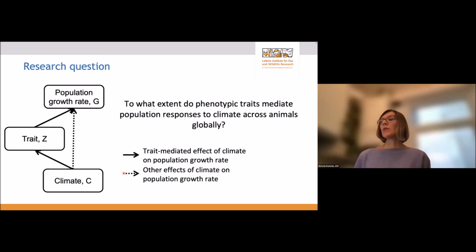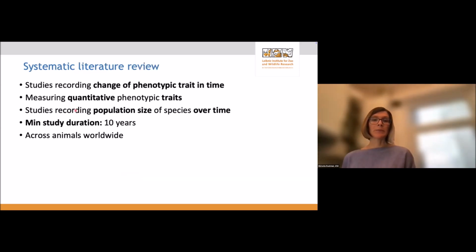And in the very simplified framework that we used, we are mainly interested in this path shown by the solid black line. So we are interested in the trait-mediated effect of climate on population growth rate. And we do also account for all other effects that do not go via this trait, but potentially via other traits, or even the direct effects of climate on demography, shown with the dashed line.